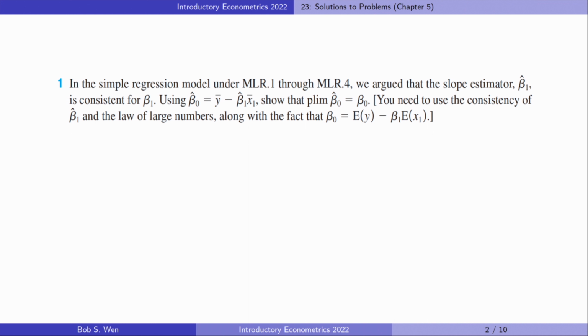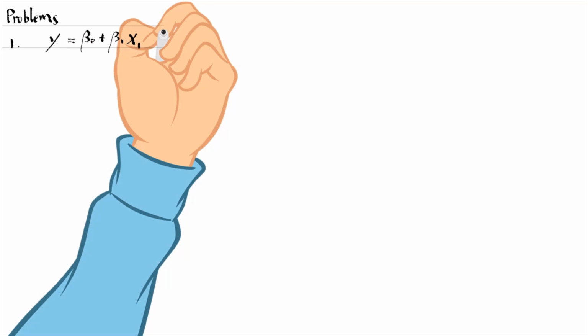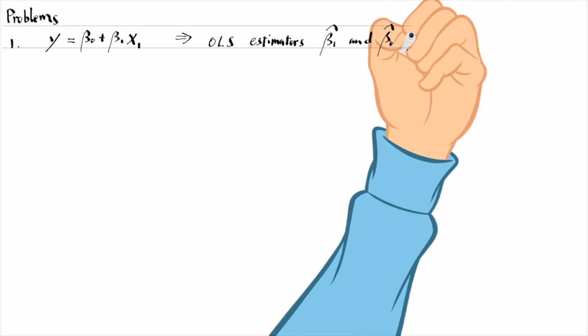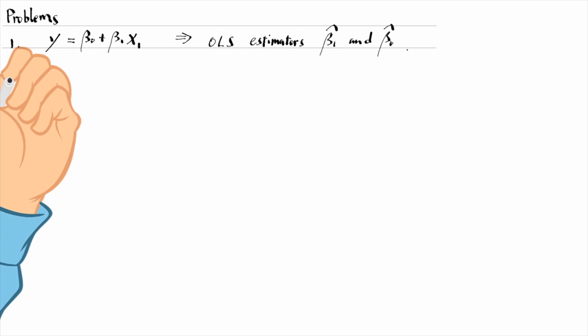For the first problem, we need to show the consistency of the intercept estimator beta 0 hat. We obtain the OLS estimators beta 1 hat and beta 0 hat from the simple regression model. The beta 0 hat equals y bar minus beta 1 hat times x1 bar. This is a property of the OLS estimators. The OLS regression line goes through the point of the sample means.